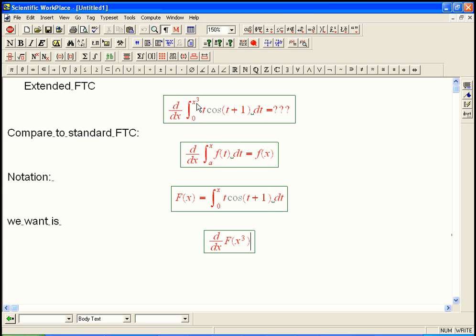And the thing is, when you plug something new in, calculus says you have to be real careful about that, because the derivative of this with x cubed plugged in is not just f prime of x cubed. We know better than that. We know that the chain rule tells us something else. We know that that's equal to f prime evaluated at x cubed times the derivative of x cubed, 3x squared.